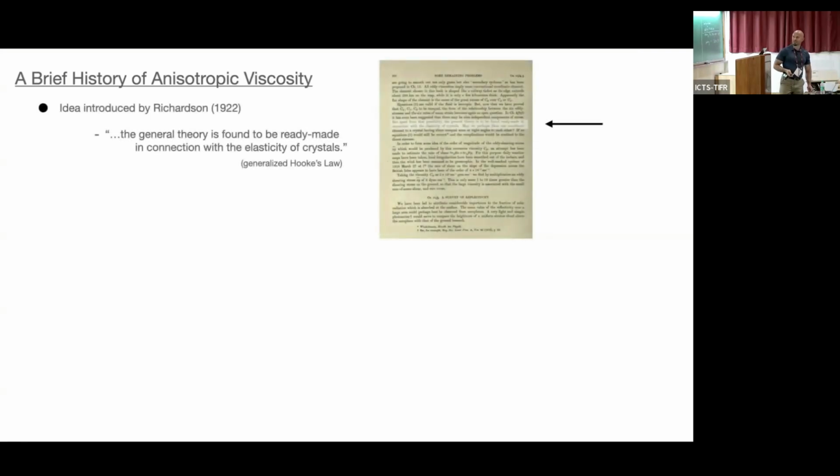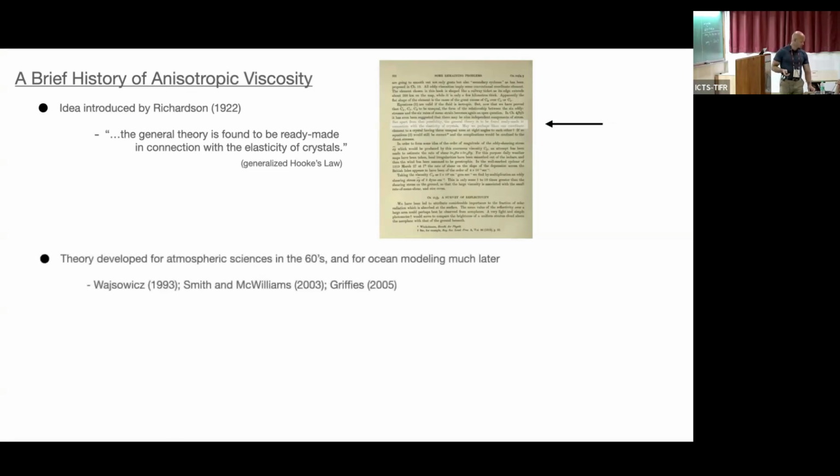Okay, before we dive in, I think there's some cool stuff to talk about here. So first of all, the brief history. This idea was actually introduced by Richardson himself over 100 years ago. And there's a line in this book that he wrote. The general theory of anisotropic viscosity is found to be ready-made in connection with the elasticity of crystals, which is really a generalized Hooke's law. That's not really surprising. I mean, Hooke's law is what eddy viscosity is based on, but he was thinking about it in terms of, say, a general stress-strain relationship in a solid.